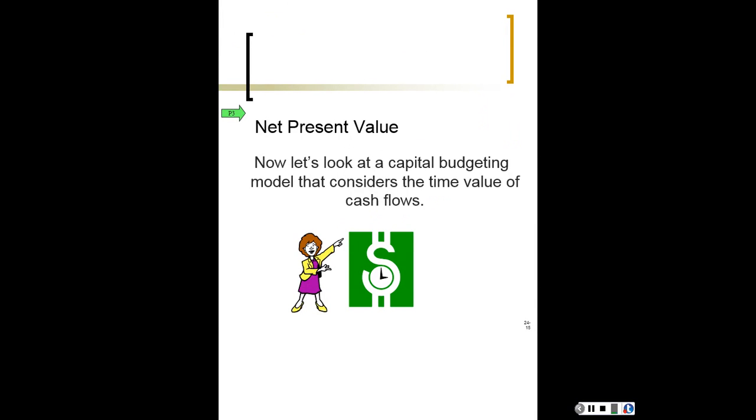Okay, so we're going to look at another capital budgeting model, and this one is known as the net present value. So let's look at a capital budgeting model that considers the time value of cash flows, because that's been one of the criticisms of the payback period as well as the accounting rate of return. And what does it mean that it considers the time value of cash flows?